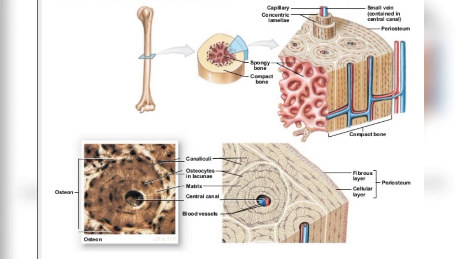So this is all about the connective tissue, dear students. We have learned that connective tissue is divided into three main subtypes: connective tissue proper, fluid connective tissue and supporting connective tissue. Fluid connective tissue contains blood and lymph, supporting connective tissue contains cartilage and bone, and proper connective tissue is again divided into two subtypes, loose connective tissue and dense. Loose has areolar and adipose, and dense has elastic, tendons and ligaments. So this is all about the connective tissue.